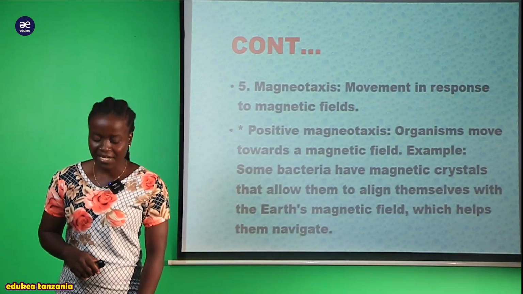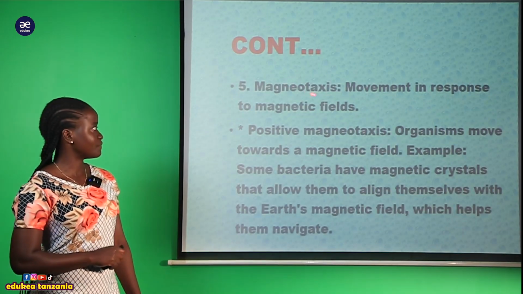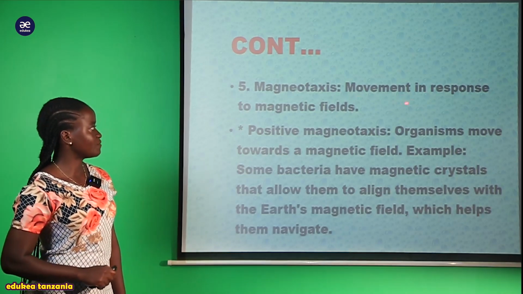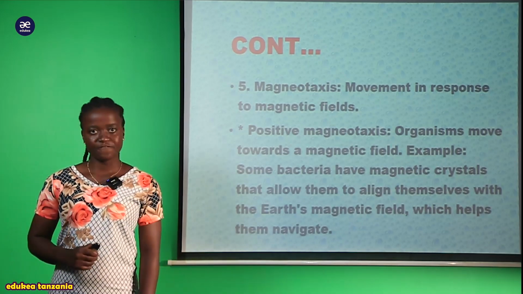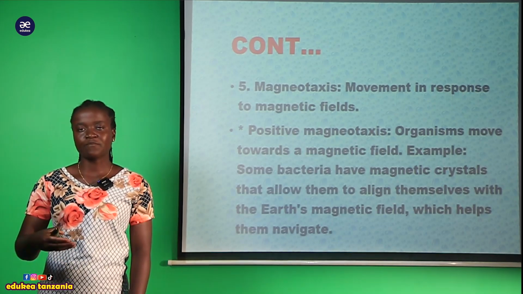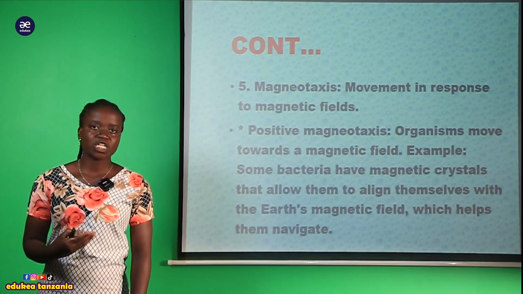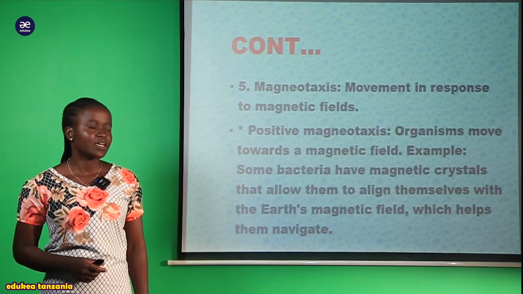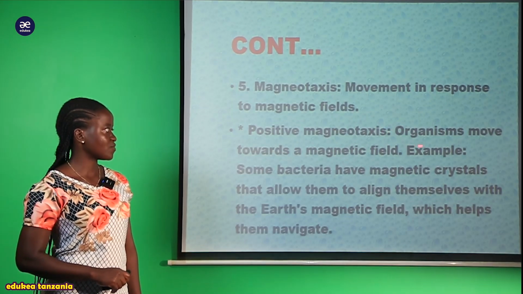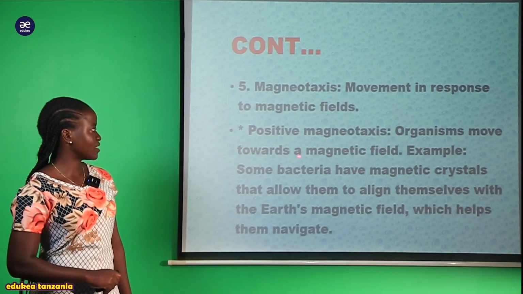And also we have another one, that is magnetotaxis. When we say magnetotaxis, this is a movement in response to a magnetic field. So an organism can move away from or can move toward the region where there is a magnetic field. A good example here is positive magnetotaxis, whereby an organism moves toward the magnetic field.